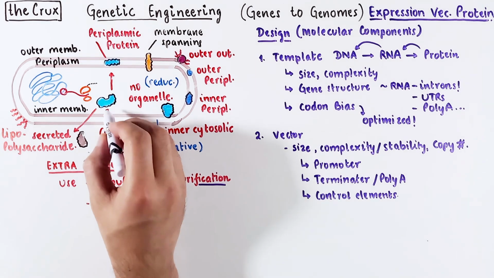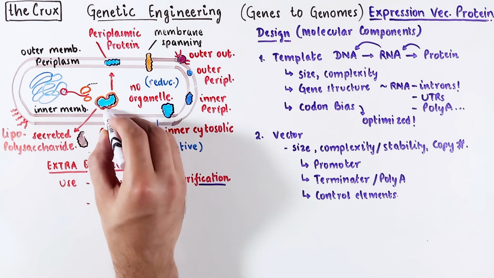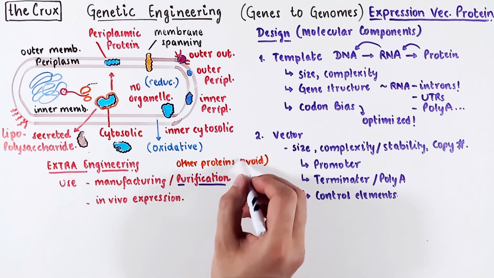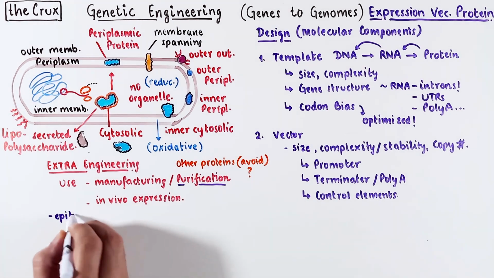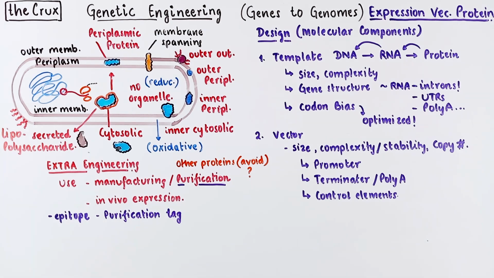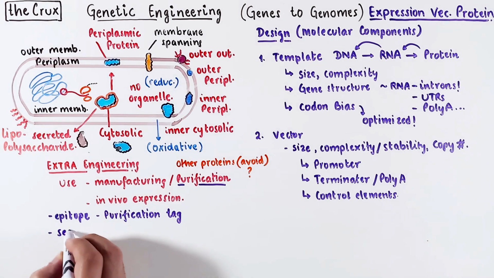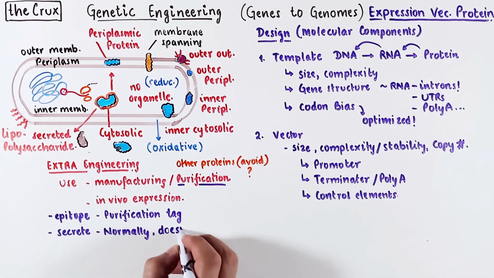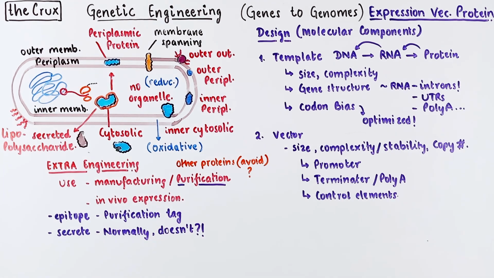For purification of a specific protein from the cell, your job is to avoid the rest of the proteins in the cell. How do you do that? The most common way is to add an epitope or a purification tag that can be selected for. Sometimes you're interested in secreting the protein, and maybe normally your protein of interest doesn't get secreted. In that case, you have to engineer a secretion tag.